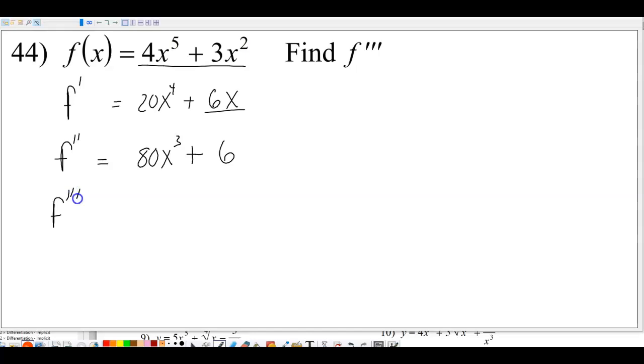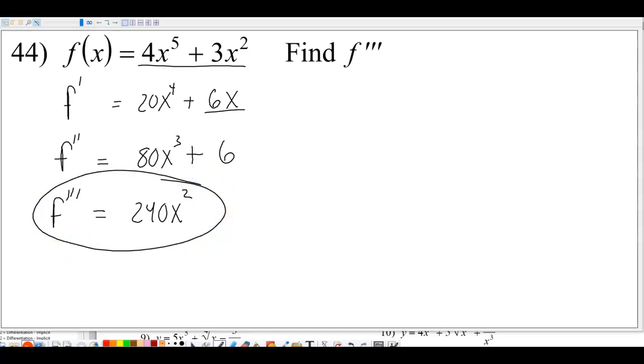And now we're ready to find that third derivative, which is what the problem is asking for. Last time, 3 times 80 is 240. Take 1 off the power. 6 is a constant now, and it just goes away, and that would be our final answer.